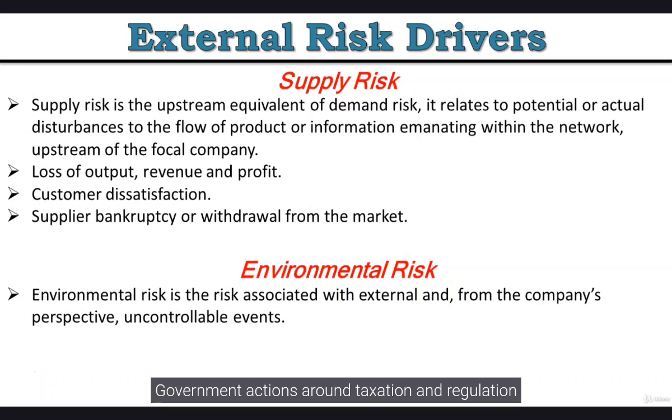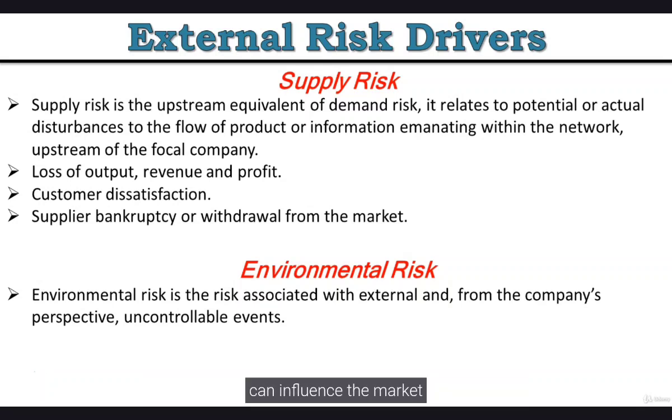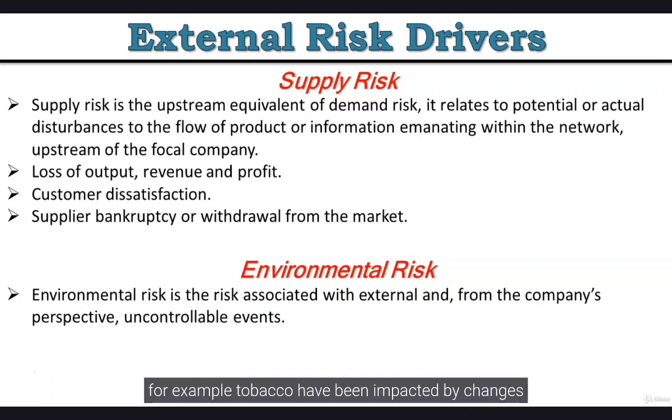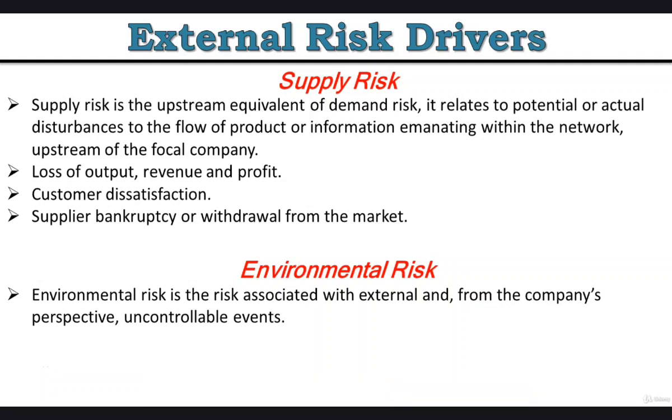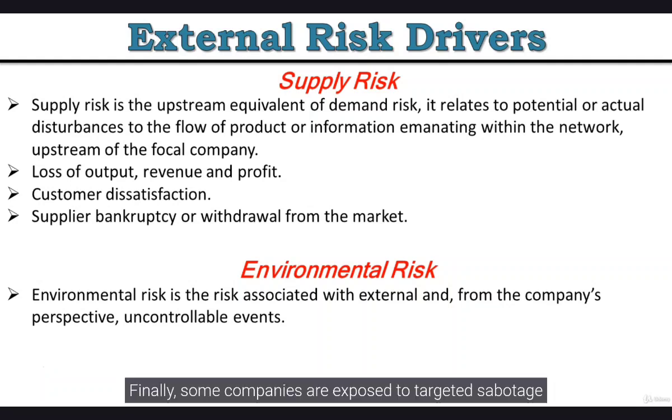The economic shocks of events such as currency devaluations and stock market fluctuations are all environmental in nature. Government actions around taxation and regulation can influence the market or the supply landscape significantly, and although there is usually notice of this, some areas of business, for example tobacco, have been impacted by changes of this type. Finally, some companies are exposed to targeted sabotage such as product tampering, which can have dramatic effects on demand and the sustainability of the business.